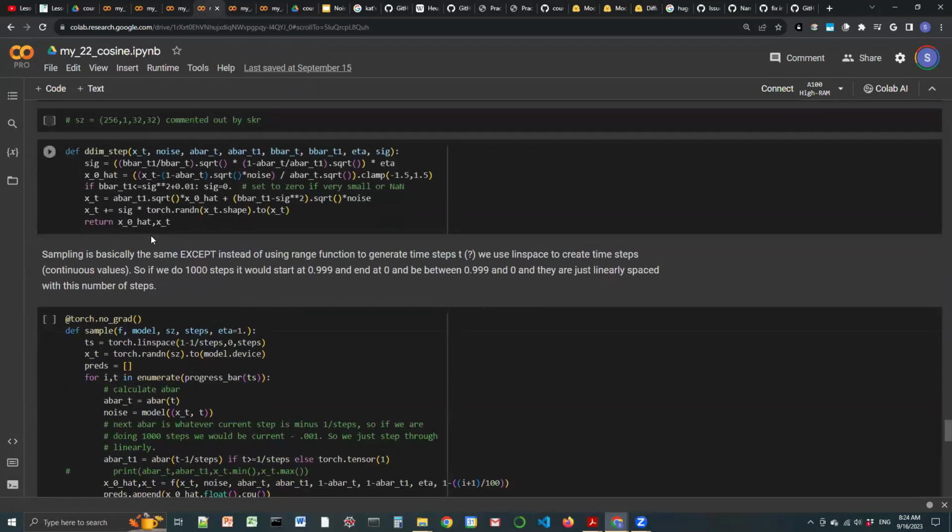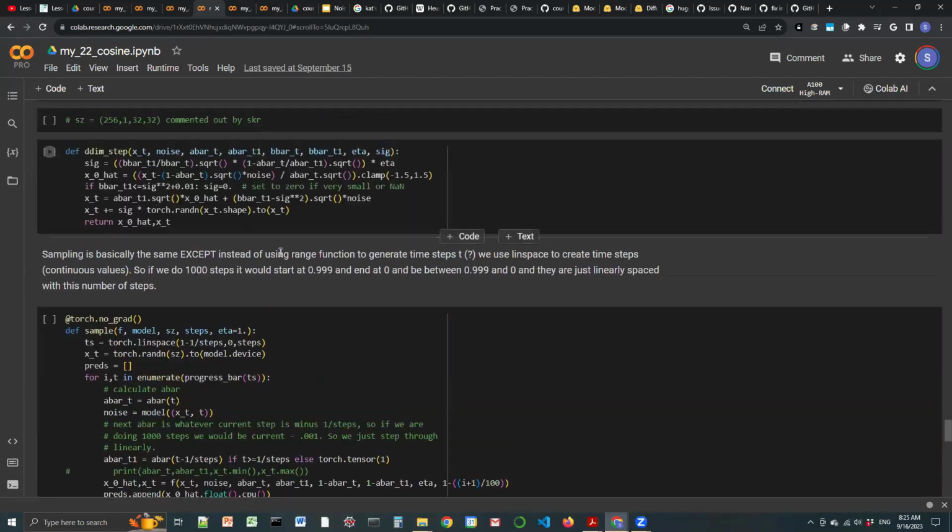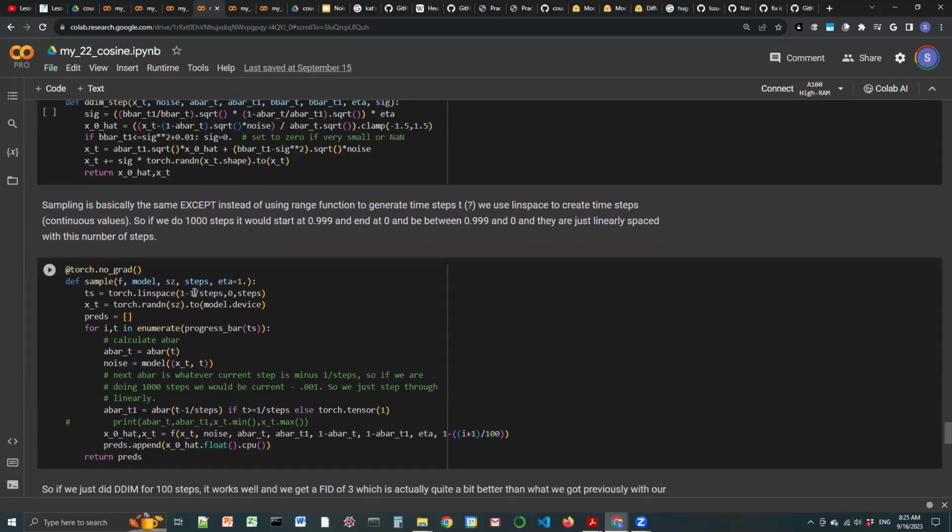So the DDIM step is where the eta comes into play. You do the DDIM step, and you use the DDIM version instead of the DDPM version to do the sampling. Here, the only difference is instead of using a range in order to get the steps, remember we did the 0 to 1,000 steps. So we say a range and then take steps in the inverse direction. That is, we go from 1,000 down to 0 in order to get back the clean image.